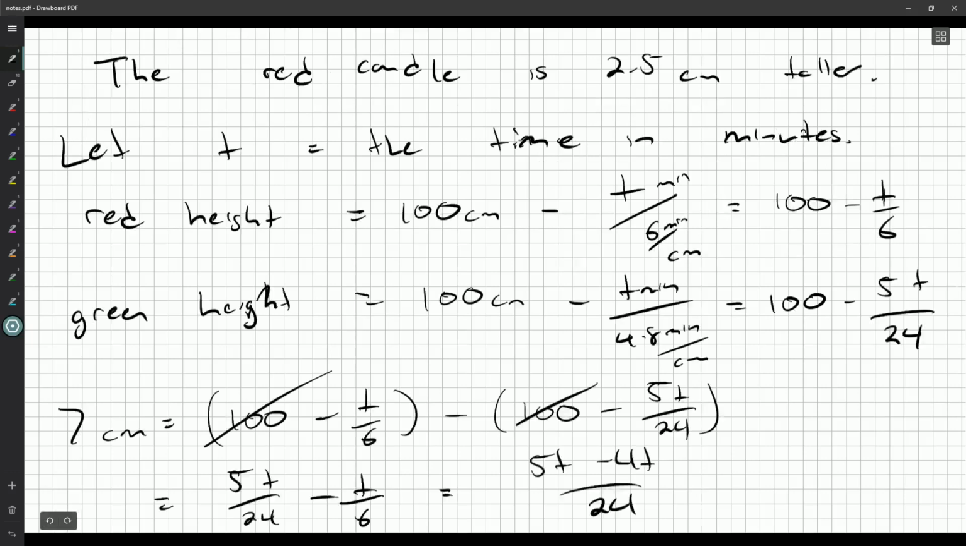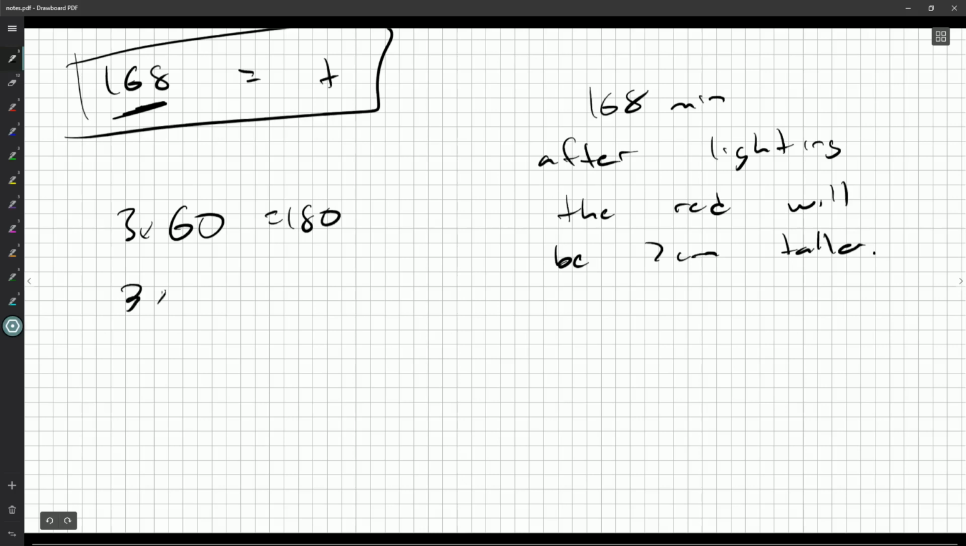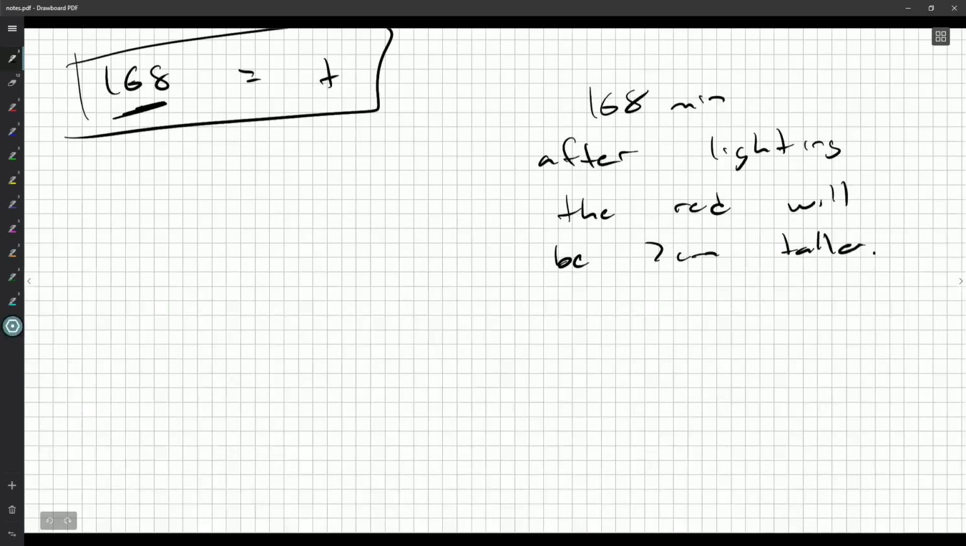Well, what did we learn? After 60 minutes, it's about 2.5 centimeters. So if the red candle gains 2.5 centimeters in height every 60 minutes, then, well, 60 times 3 would be 180, which is still a little bit more than 168, and 3 times 2.5 would be 7.5, which is just a little bit more than 7 centimeters. So, yeah, I buy it as an answer. I'm not going to dig too much into it. The numbers are making sense to me now. So we're all good. So that finishes up question number 2.